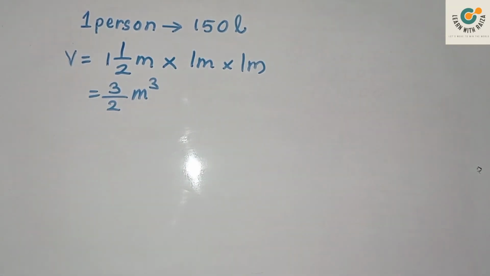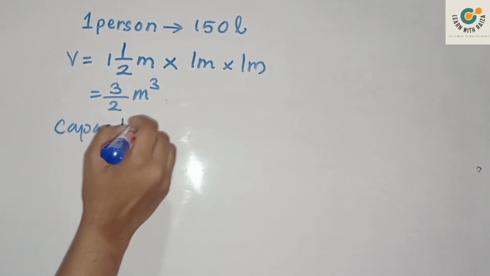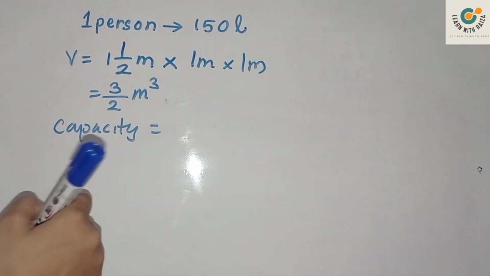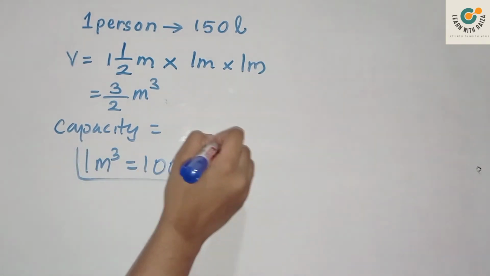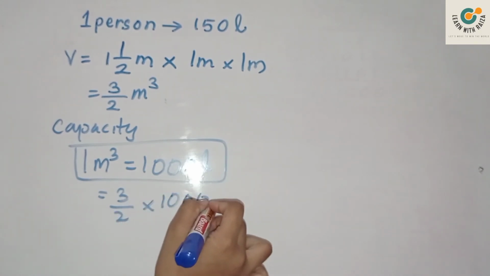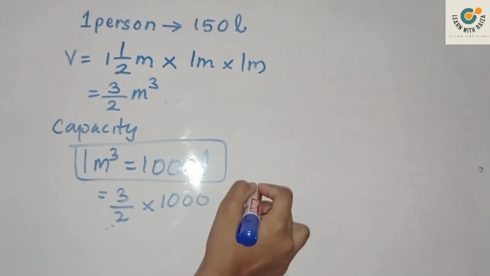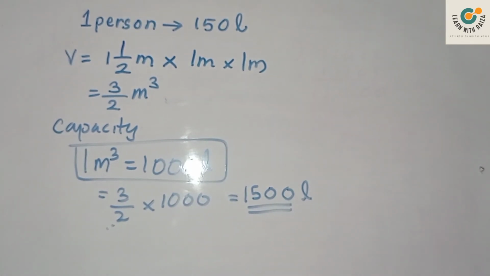So we'll convert this cubic meter into the capacity. You know 1 liter is equal to 1000 cubic centimeters, so we can write down 1 cubic meter is equal to 1000 liters. Using this relationship, we'll convert this now. 3/2 means you can multiply by 1000, then you get the answer. 1000 divided by 2 is 500. 500 multiplied by 3 is 1500, answer comes in liters. 1500 liters are there. So this 1500 liters is sufficient for how many people? We have to find that out.